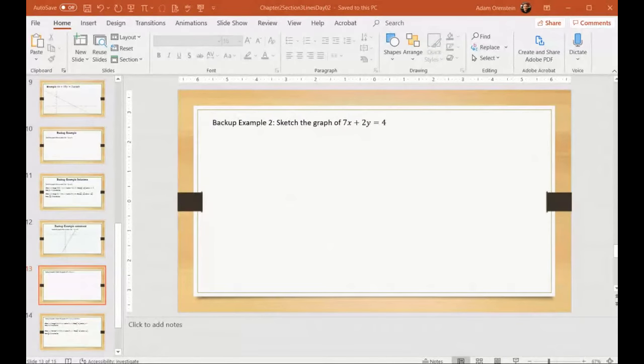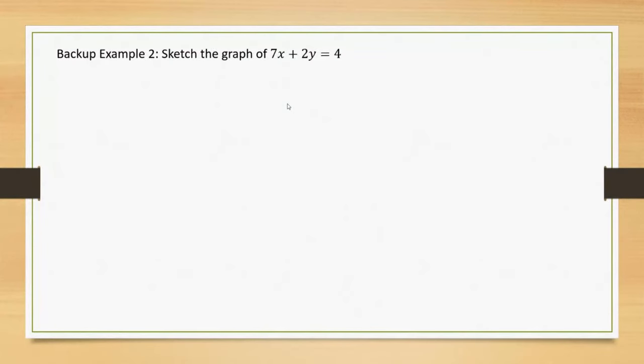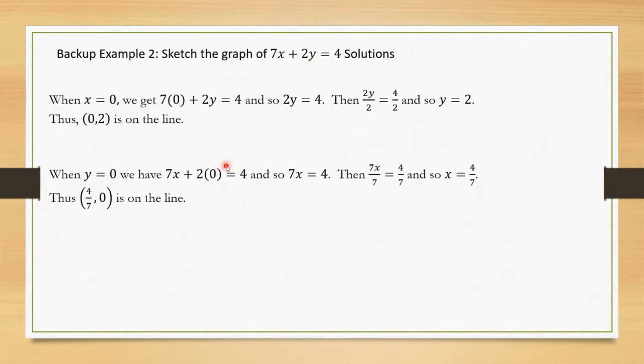All right, so for this one, just like before, what we want to do is get two different points on the line. Two different points on the line. Let's do that. So from here, just like before, I chose x to be 0.